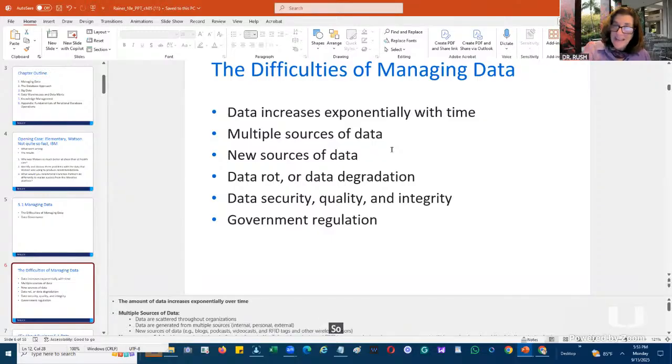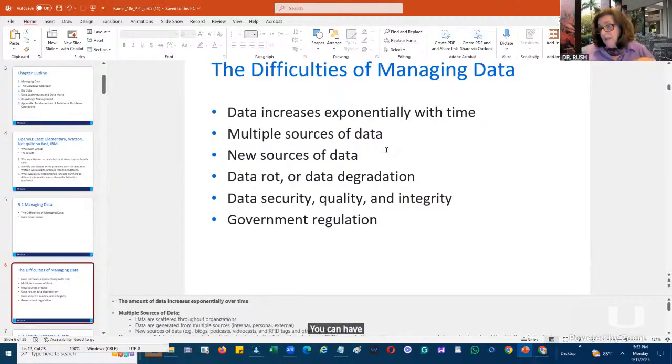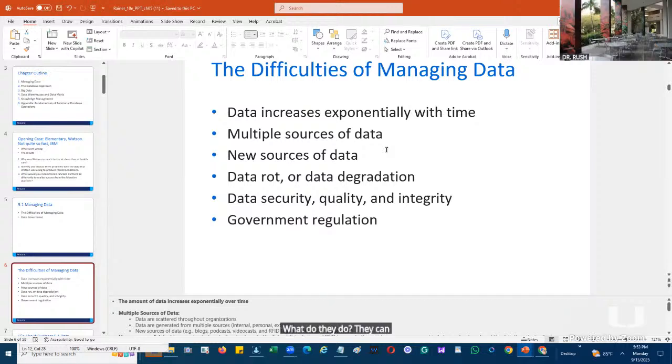So think about that. And then the university has to say, well, what's responsible? Was it on a private account? Yes. But was she? So it basically is a number of ways in which they're looking at it. And you can have fake data, right? Now with AI, somebody can come and do a video and it wasn't even me. They can get my voice, right? It's scary too, right? Put in some words and it wasn't even words that I said.